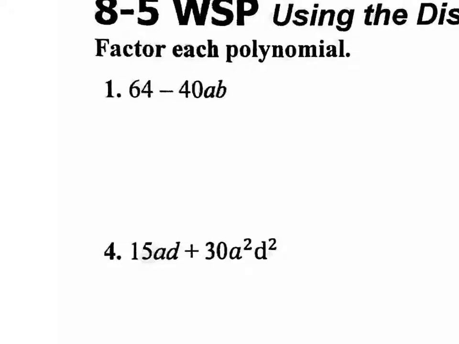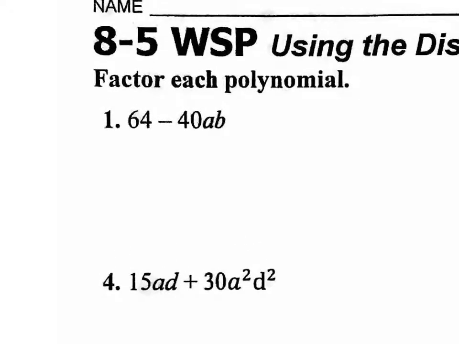So 8.5 WSP number 1, we want to factor out the GCF. What's in common in both? There's definitely an 8 in common in both terms, the multiple of 8, that is. If you say 4, that's not the greatest common factor because 8 is the greatest common factor. So what would be left on the inside? You would have an 8 minus 5AB. So that's the answer to number 1.